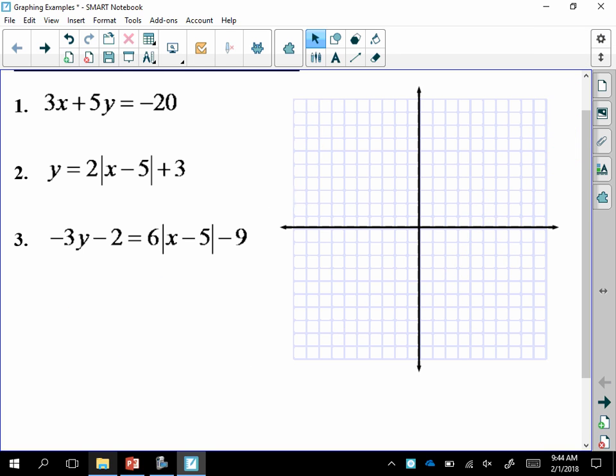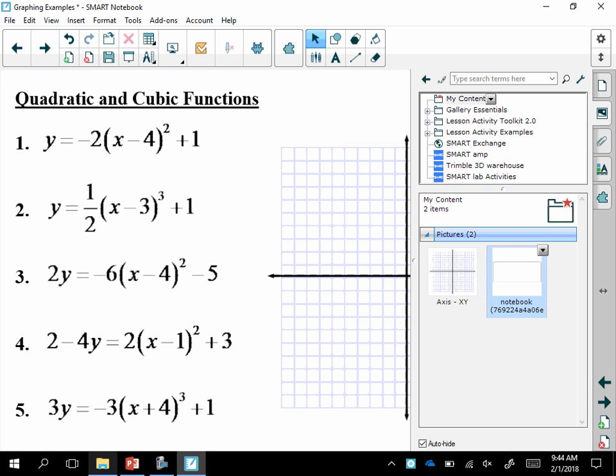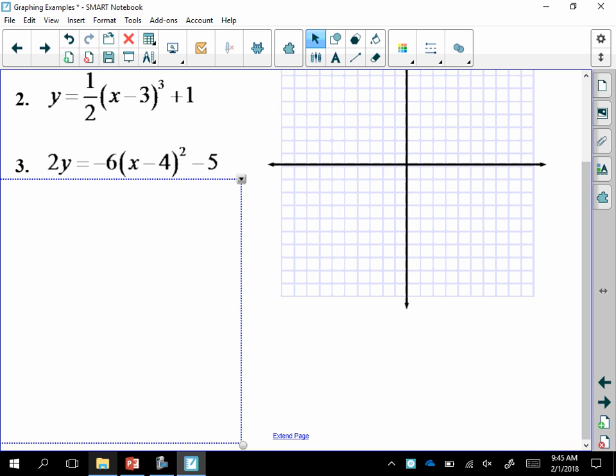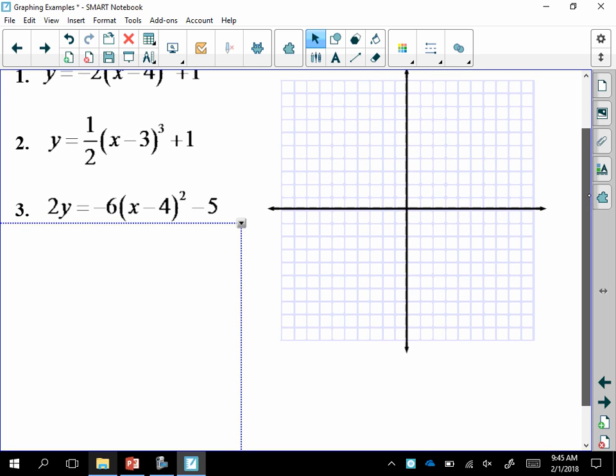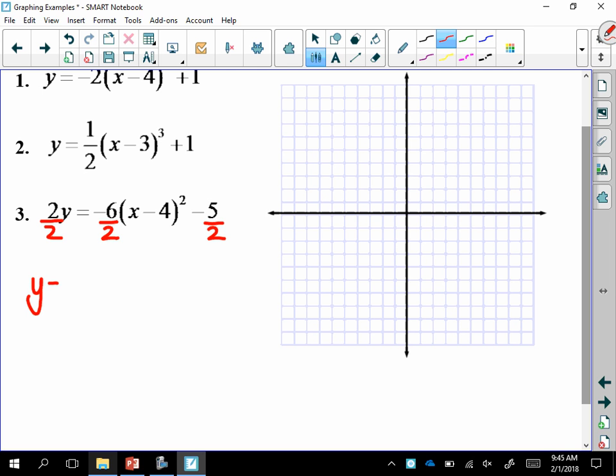Okay, let's move on to the next set. These are our quadratic and cubic functions. So let's try number 3. It does look like we're going to have to get y by itself. So what am I going to have to do to get y by itself? Right, so I'll divide negative 6 by 2, which will take care of all of this. And then I'm going to divide 5 by 2. So I'm going to have y equals negative 3 times x minus 4 squared minus 5 halves.